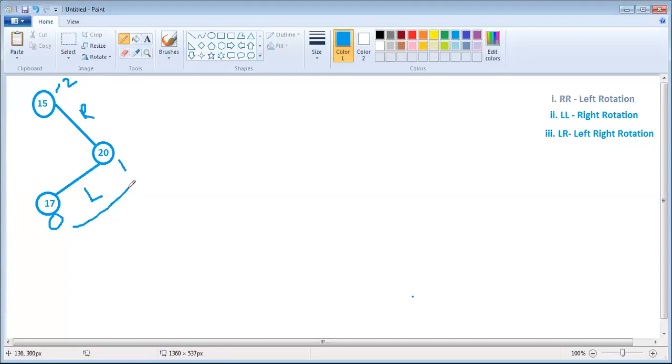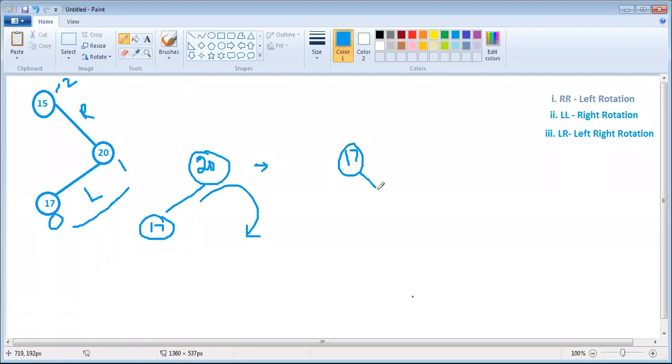So first I'm just considering these two. 20 I am having, and I am having 17. What rotation should I do? I should do right rotation. So what will happen? This will become 17, 19, 20. Correct? And already one value is there, 15. So after doing right rotation, we have to do left rotation, correct? Left rotation, yes.